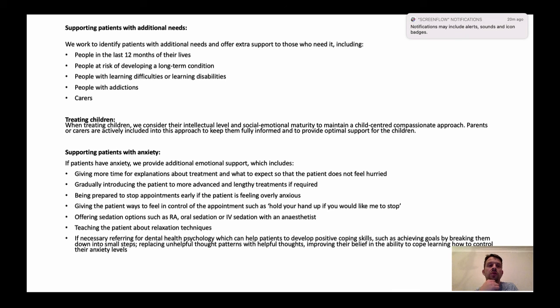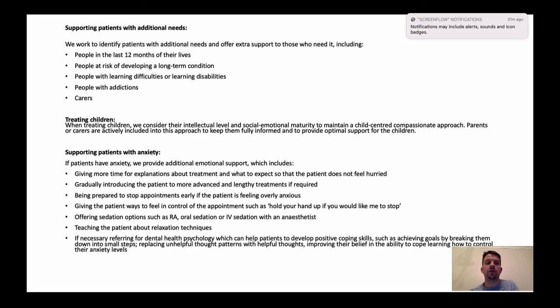Supporting patients with additional needs. We work with patients with additional needs, and that can include things like patients that are in the last 12 months of their life, people at risk of developing a long-term condition, people that have learning difficulties or disabilities, people with addictions, and also carers. When it comes to treating children, we need to consider their intellect level and emotional, social maturity as well, to make sure that we provide a child-centred approach to them.